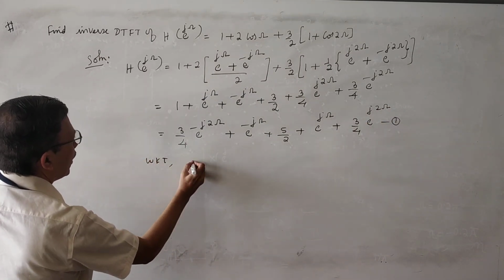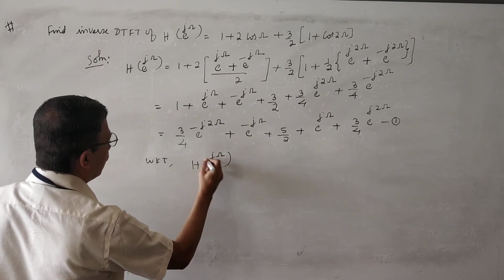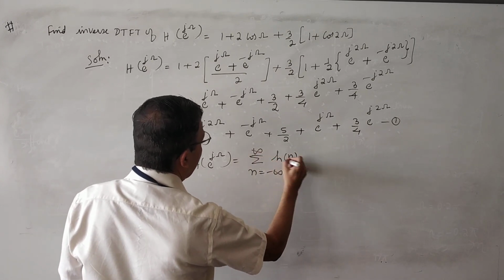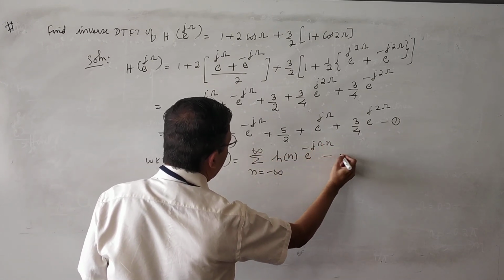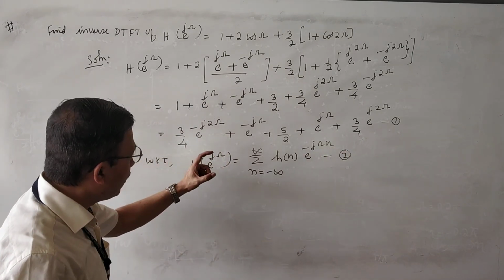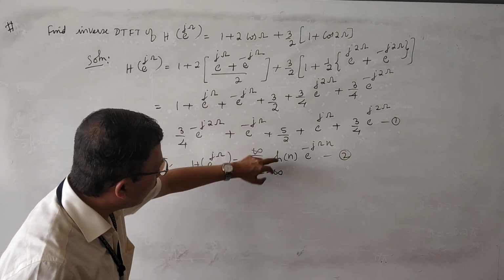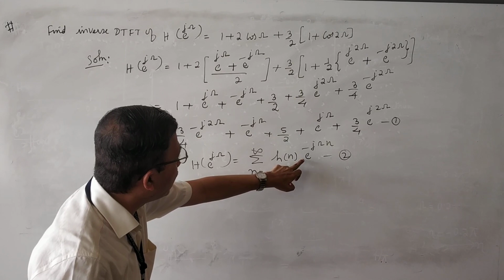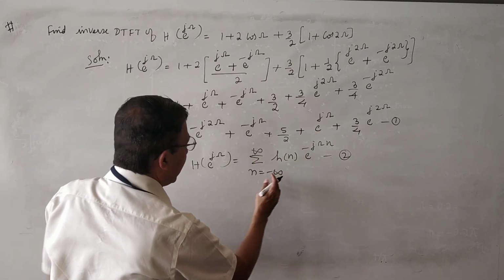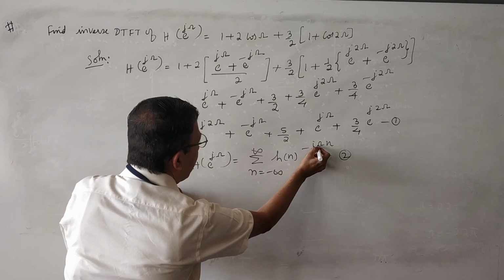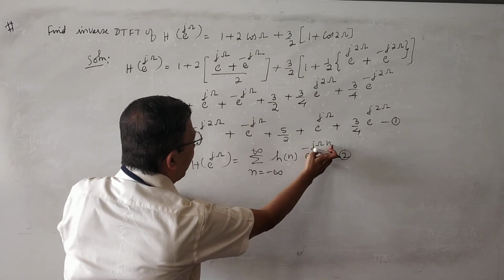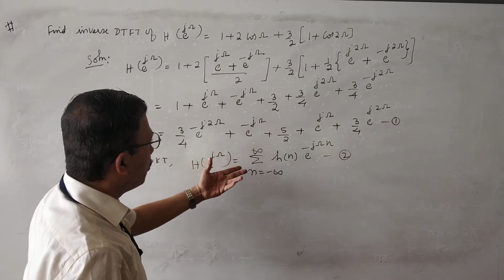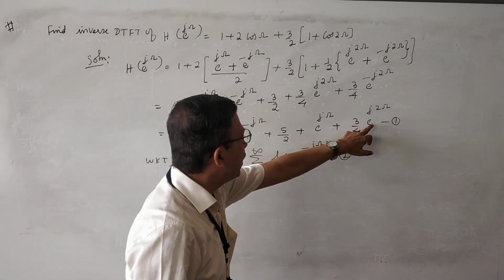We know that H of e power j omega is equal to summation n equals minus infinity to plus infinity h of n into e to the power minus j omega n. When n is minus 2, what will be the term the summation gives? h of minus 2 into e power j times 2 omega. When n is 2, what will be the power of the exponential? e power minus j 2 omega.